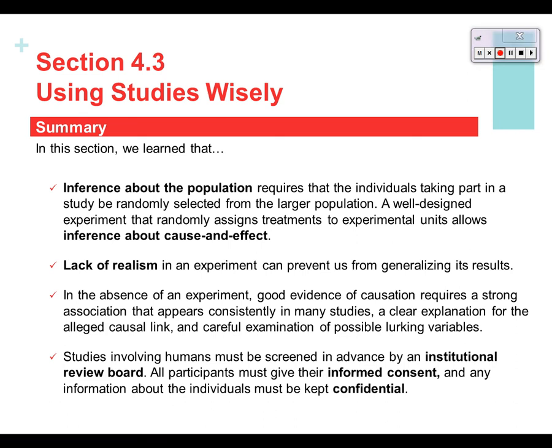Just tying up a few loose ends here from 4.3 in summation. Inference about the population requires that individuals taking part in a study be randomly selected from the larger population. We're trying to look for that cause and effect relationship. We might have a lack of realism in experiments, especially when doing simulation. And studies involving humans must be screened in advance by an institutional review board. We want to make sure the participants give their informed consent and our results are kept confidential.